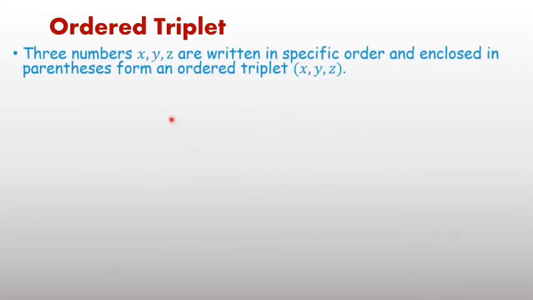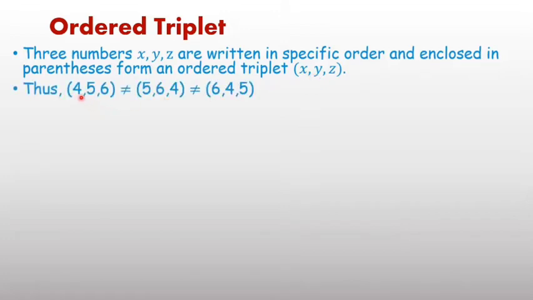Ordered triplet. It is the same as an ordered pair. In case of an ordered triplet, there are 3 numbers written in a specific order in this bracket: x, y, z. Remember, taking 4, 5, 6 as an example, it is not the same as 5, 6, 4, or 6, 4, 5.